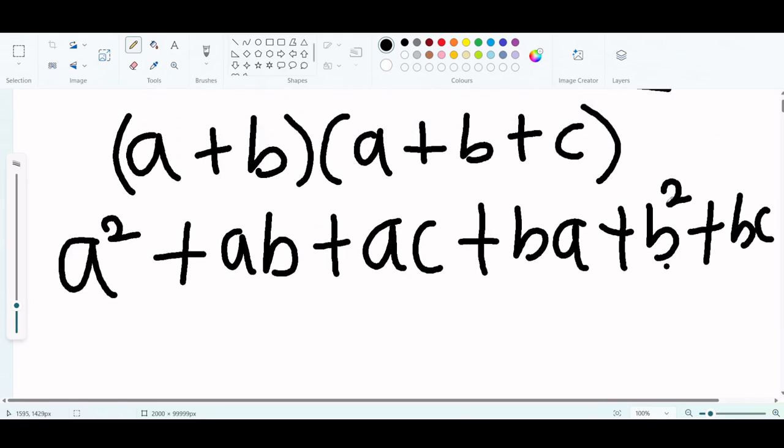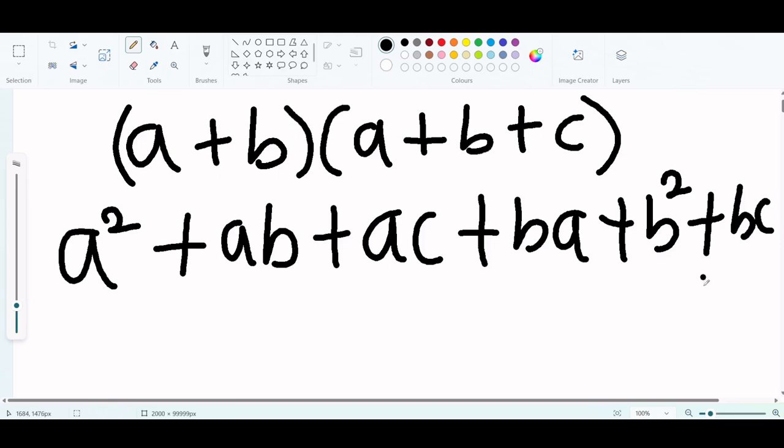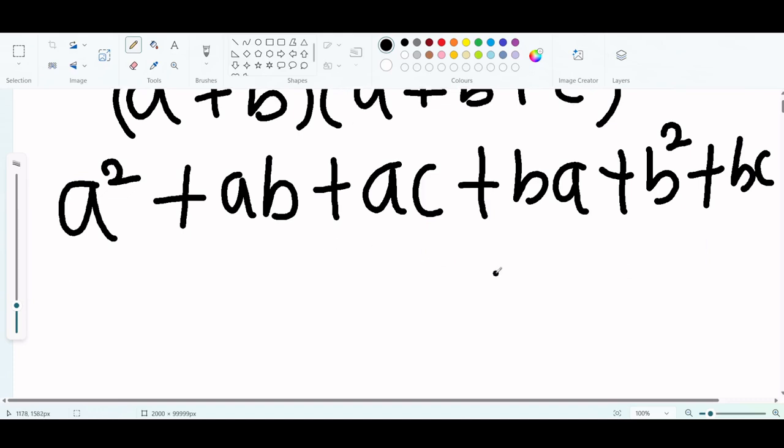Just as we explained earlier, the number of terms in the first bracket and the number of terms in the second bracket, if we multiply them together, that's 2 times 3, that's 6. We're going to generate 6 terms. So we now look at this.